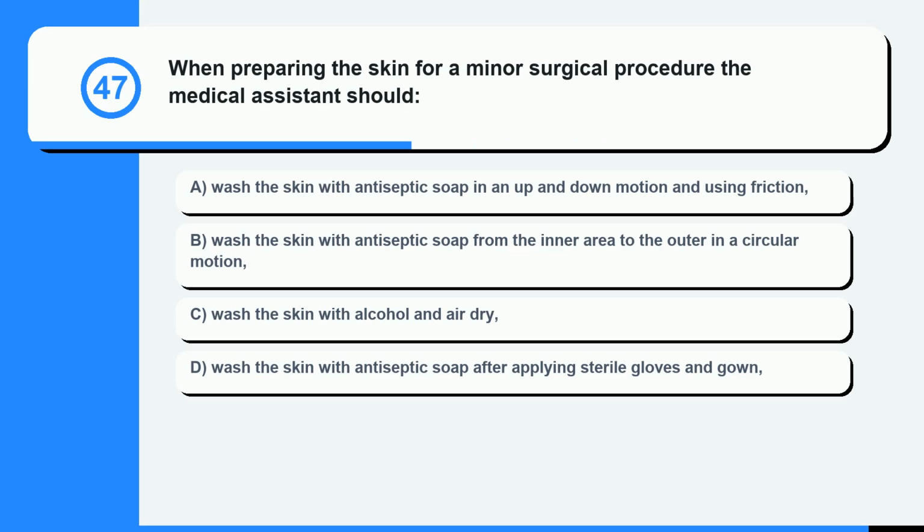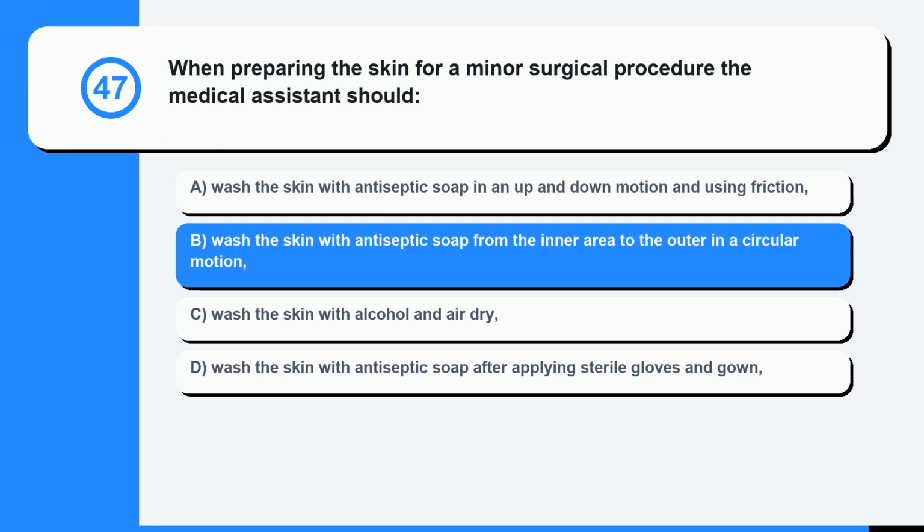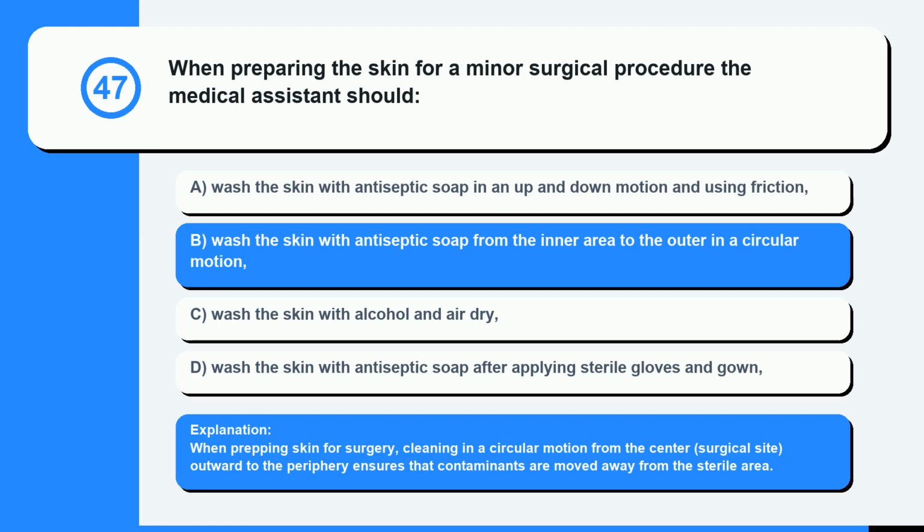Question 45. Which of the following is a gram-positive coccus that grows in clusters? A. Staphylococcus aureus. B. Neisseria meningitidis. C. Mycobacterium tuberculosis. Or D. Escherichia coli. The correct answer is A. Staphylococcus aureus. Staphylococcus aureus is a common gram-positive bacterium that appears as spherical cocci arranged in grape-like clusters under a microscope.